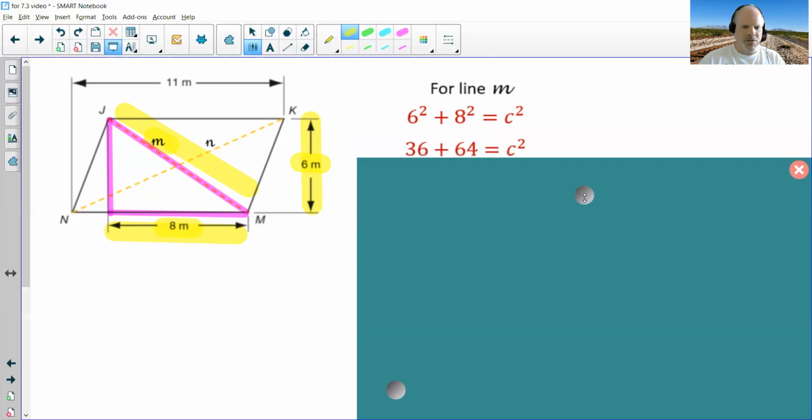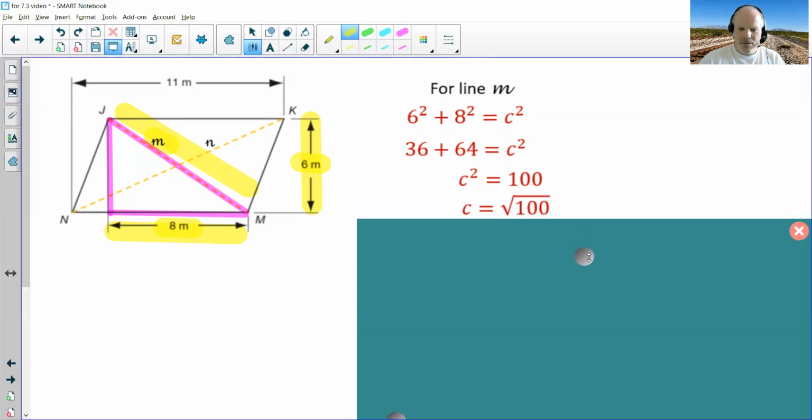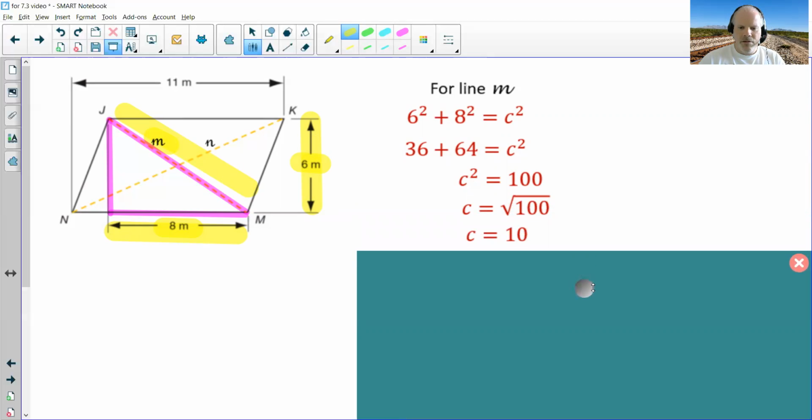Well, 6 squared is 36, 8 squared is 64. If I add 36 plus 64, I get 100. If I square root both sides, then I get 10.